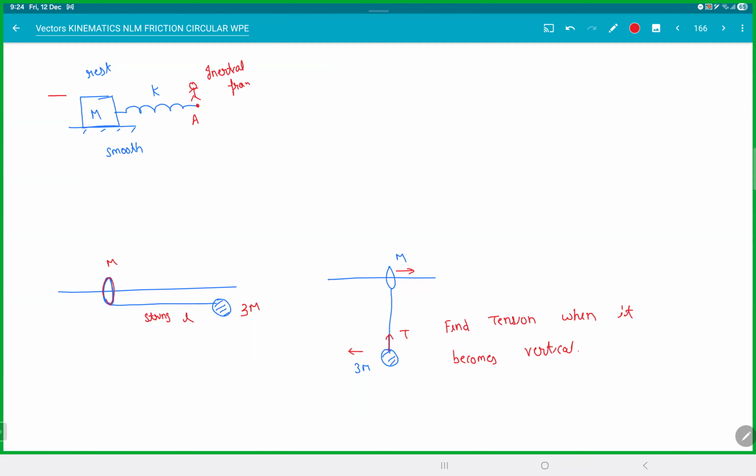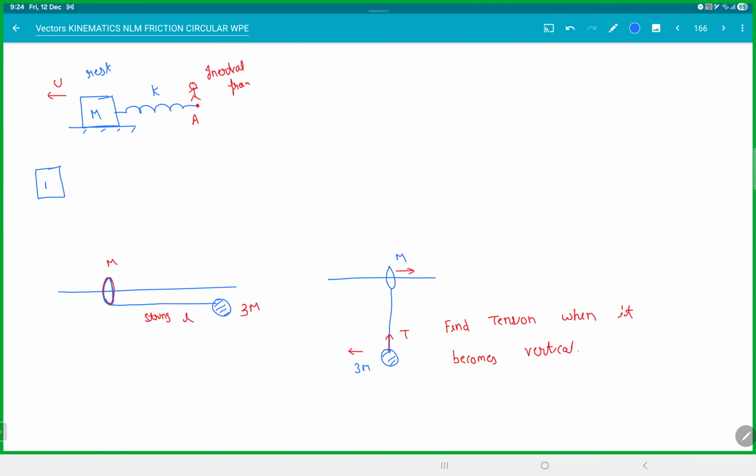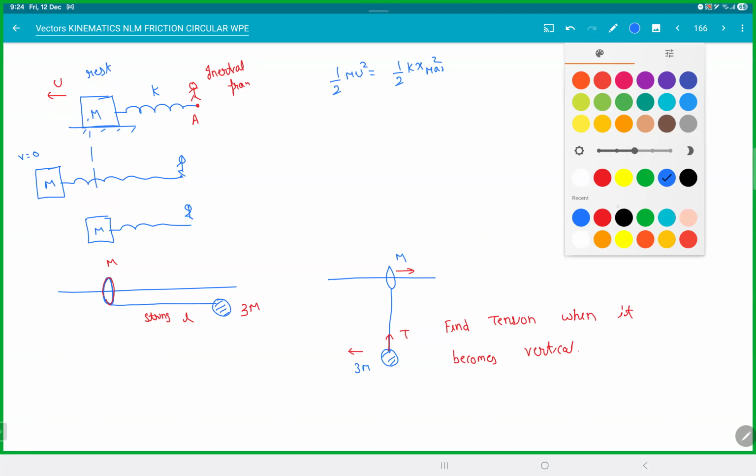So you will think the block is going with speed u. In his frame, he will think I'm a fixed point and the block is just oscillating. Here you'll come to rest. This is your maximum elongation, so half mu square is equal to half kx square. Now in his frame, the block again will come back, and when it comes back, it will come back with the same speed u.